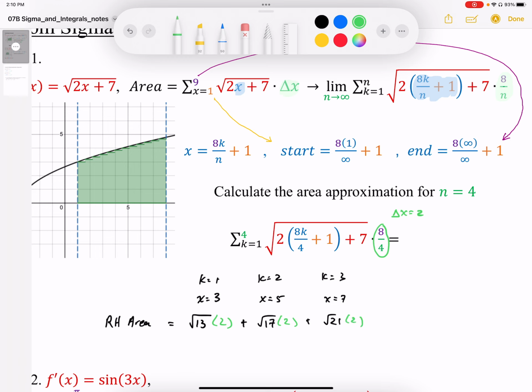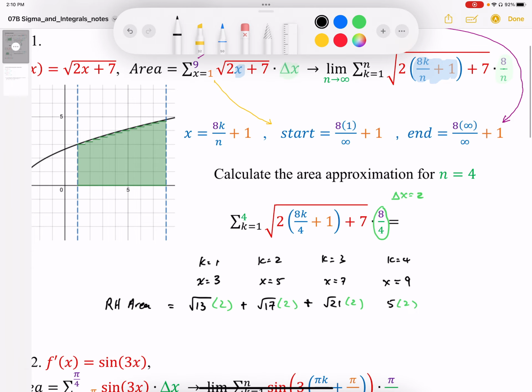And times that by 2. Plus, the last rectangle is when k is equal to 4, so that's going to be the right edge. So when k equals 4, I get 4 divided by 4 times 8, plus 1 gives me x equals 9. So I end up with the square root of 25, or 5, times 2.